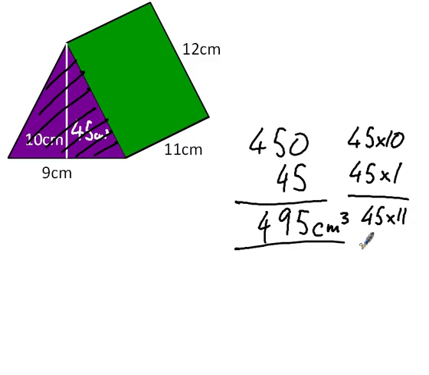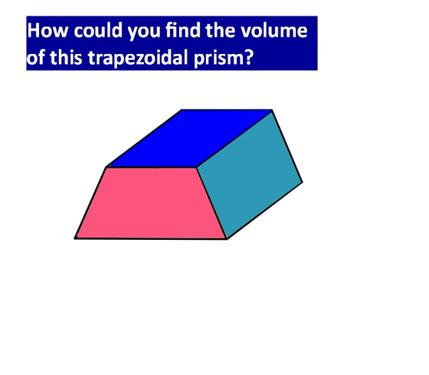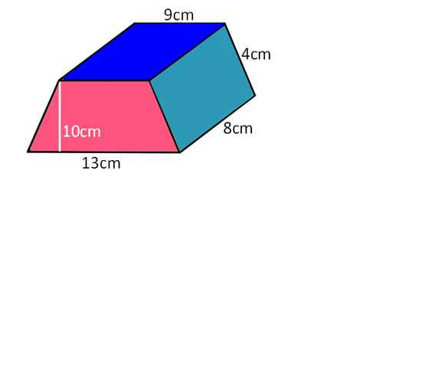Okay, my answer is 495 cubic centimeters. Okay, how do you find the volume of this trapezoidal prism? Well, I need to be able to find the area of a trapezium to start with. Once I can do that, the rest is easy. So I have the dimensions now of this trapezium.